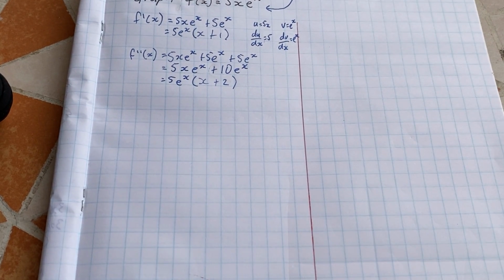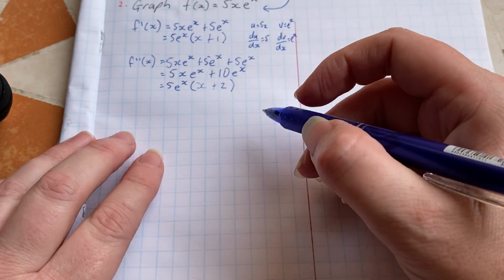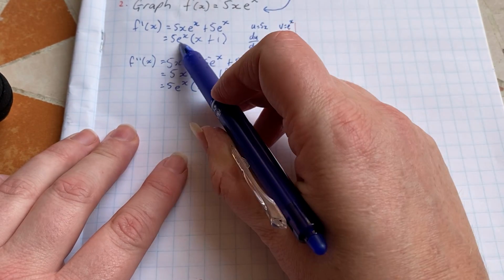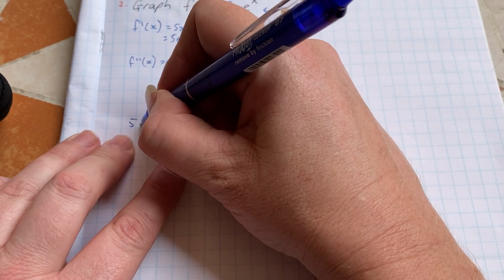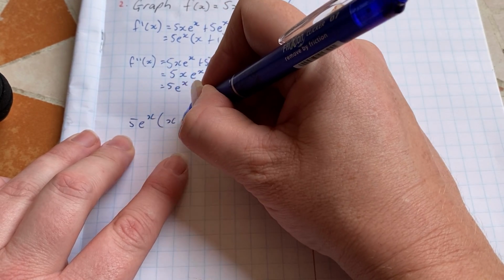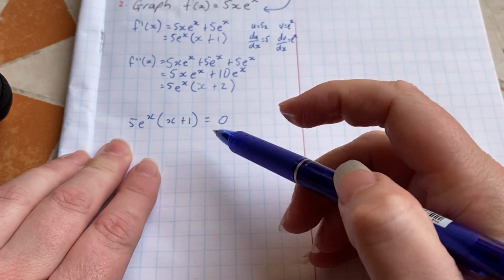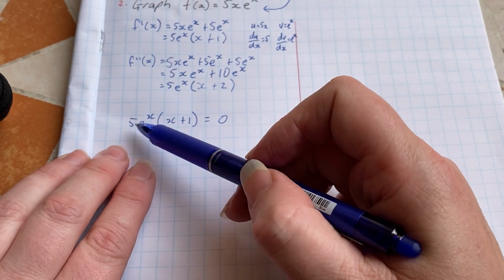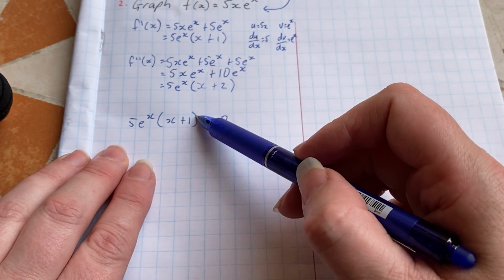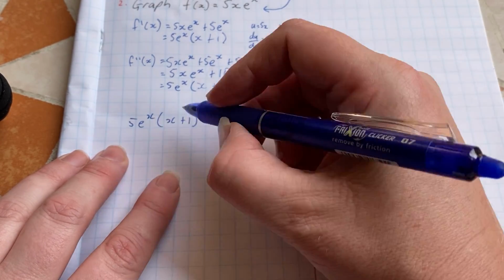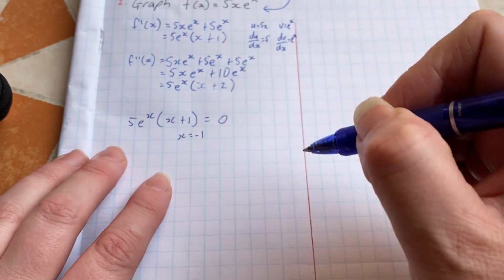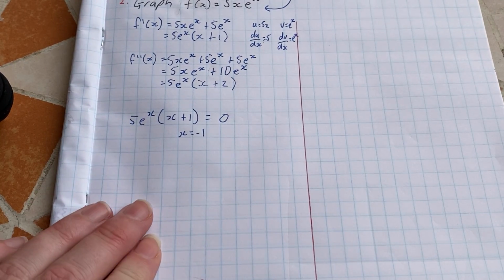Okay, so firstly, let's consider stationary points. So the stationary points are where the first derivative equals 0. So we're 5e to the x, x plus 1 equals 0. Now, e to the x never equals 0. So that's only going to be when this bracket equals 0. So in other words, where x equals minus 1, there is a stationary point.